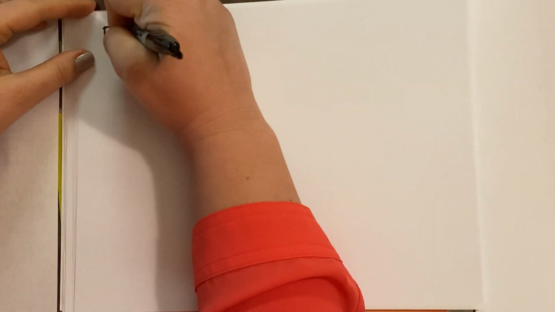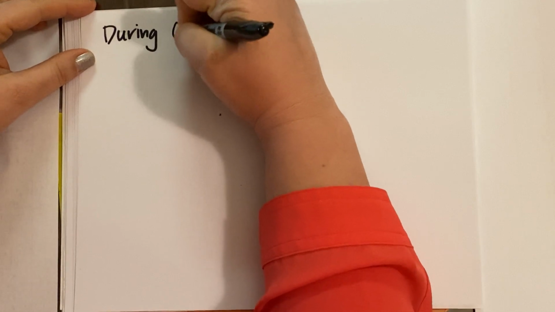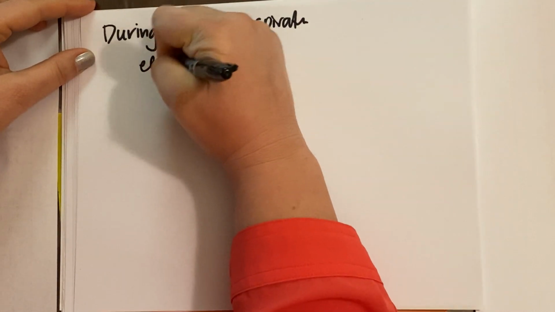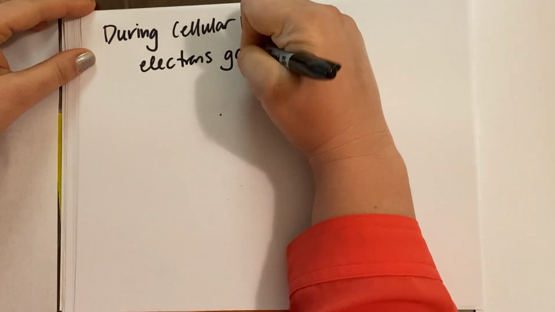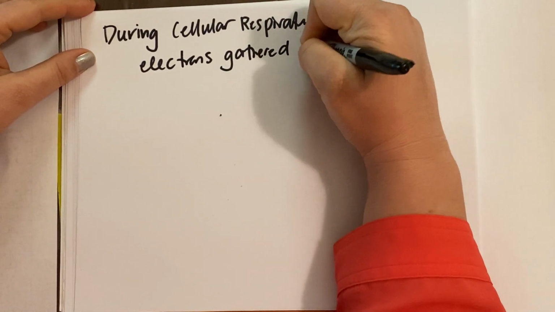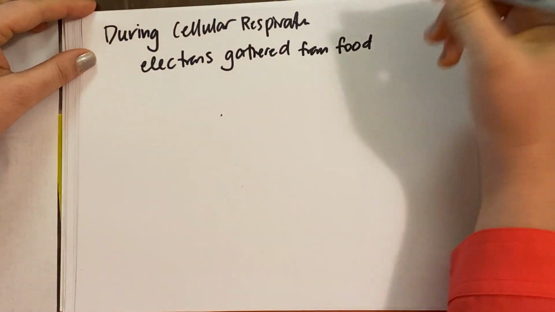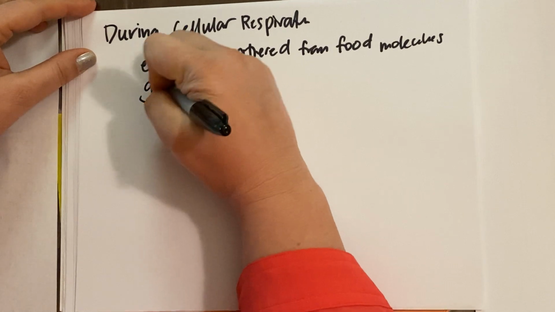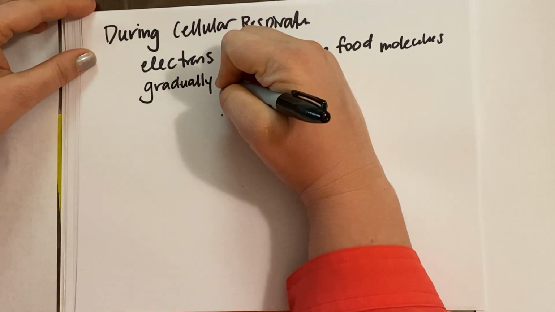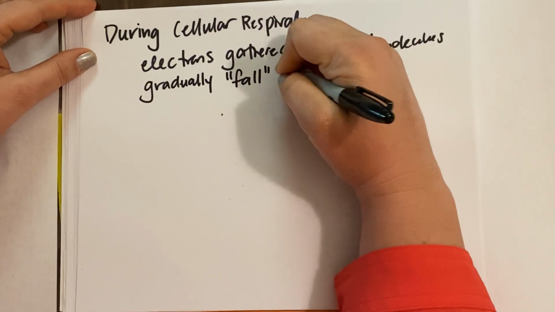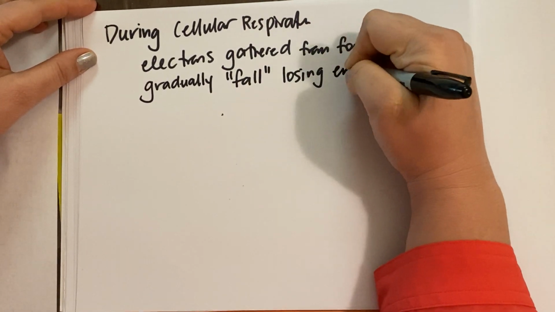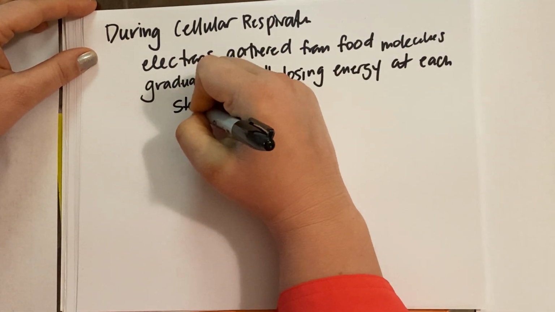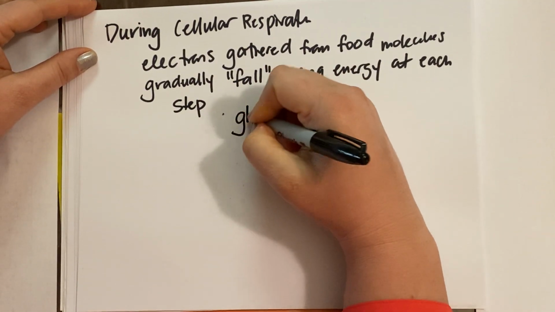I'm just going to write this out. During cellular respiration, electrons gathered from food, so basically glucose, fall gradually, losing energy at each step.